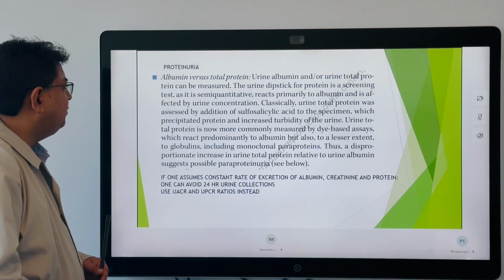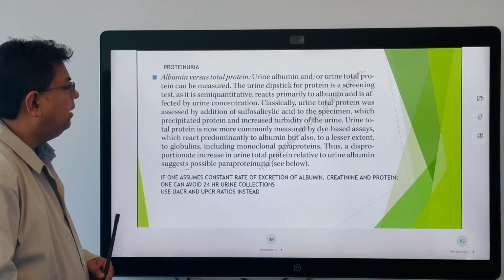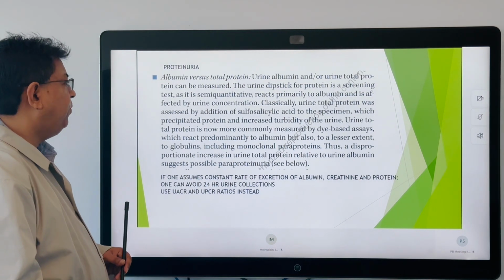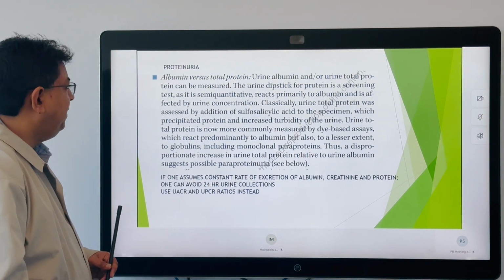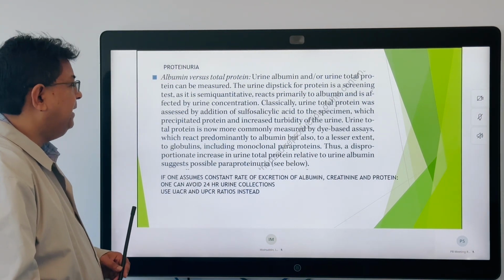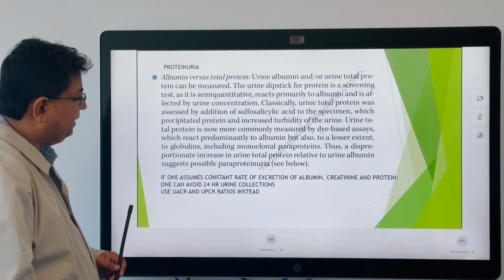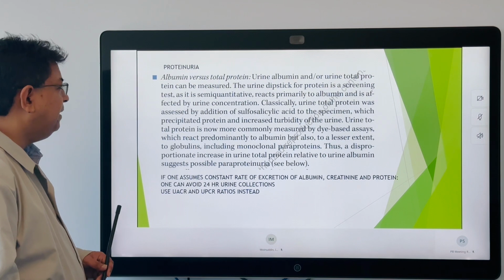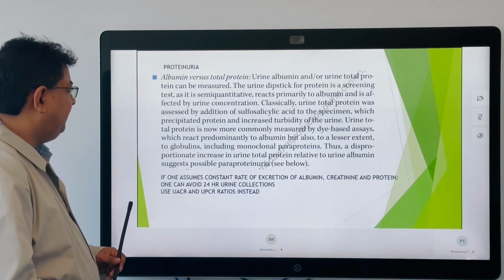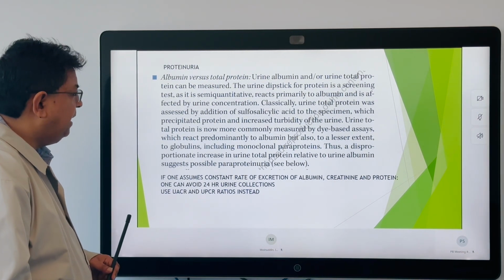Let's talk about proteinuria. Urine albumin and/or urine total protein can be measured. The urine dipstick for protein is a screening test. It's semi-quantitative, reacts primarily to albumin, and is affected by urine concentration.